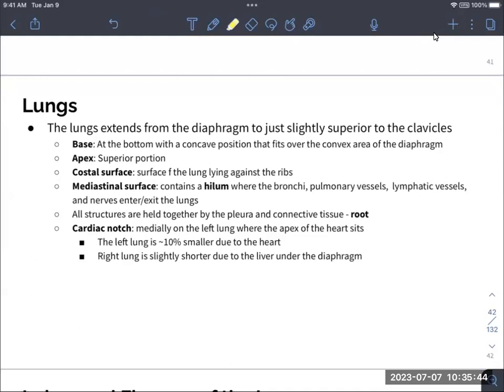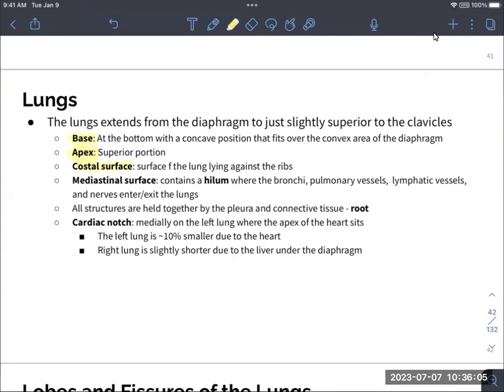So our lungs. The base is at the bottom this time. So the base of your lungs sits on the diaphragm. The apex is the top, that superior portion. We have a costal surface, and that is what lines up against those ribs. The mediastinal surface, so this is the middle portion, they have a hilum.